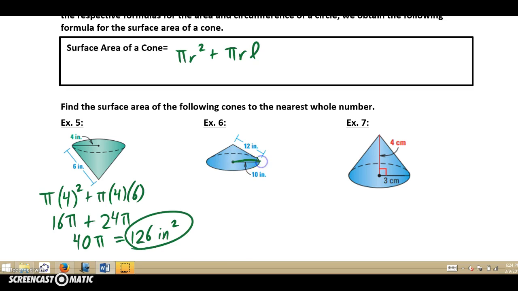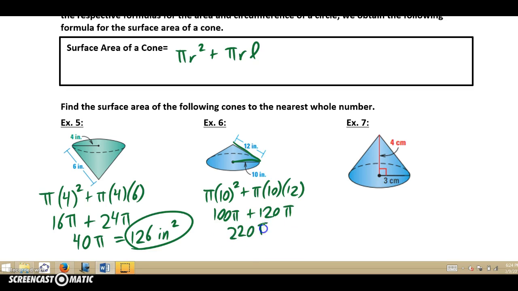You'll notice again they gave us the radius and they gave us the slant height, so we're good to go. Pi times the radius squared plus pi times the radius times the slant height. So we have 100 pi here, because that's what 10 squared is. 10 times 12 is 120. So we have a total of 220 pi, which again, when you multiply by 3.14 and you round it, you get 691 square inches. Okay.